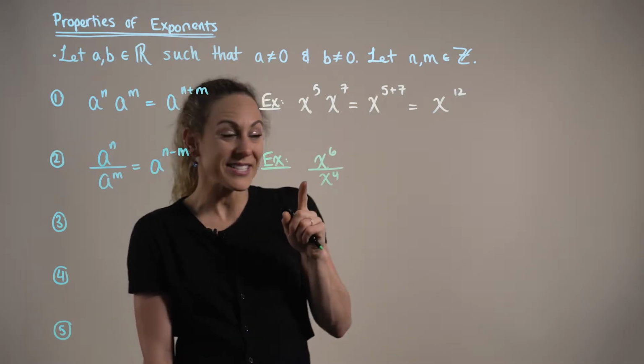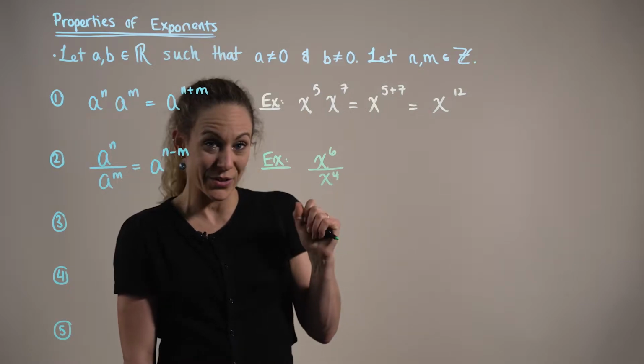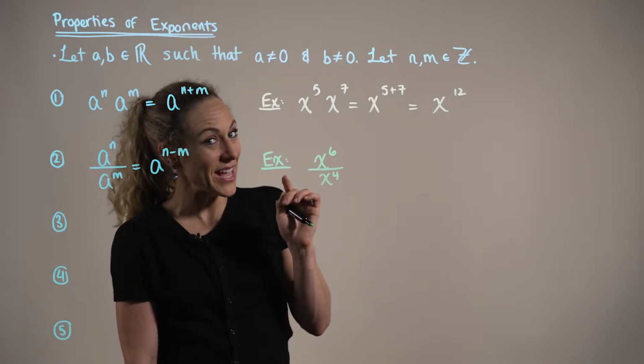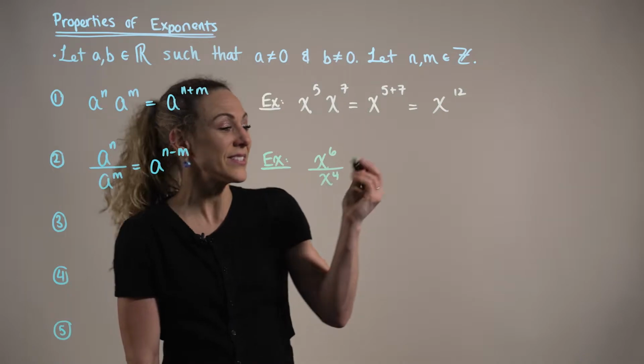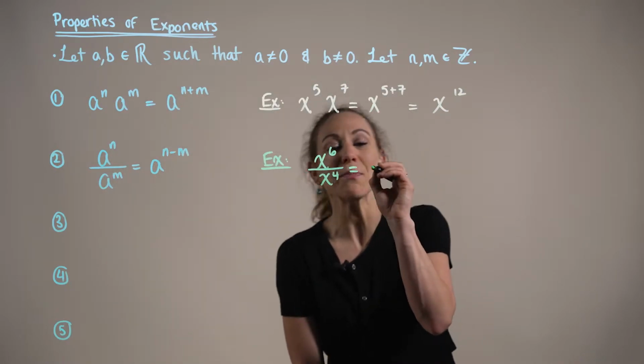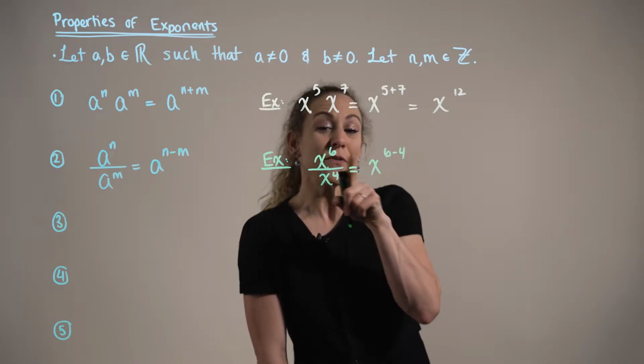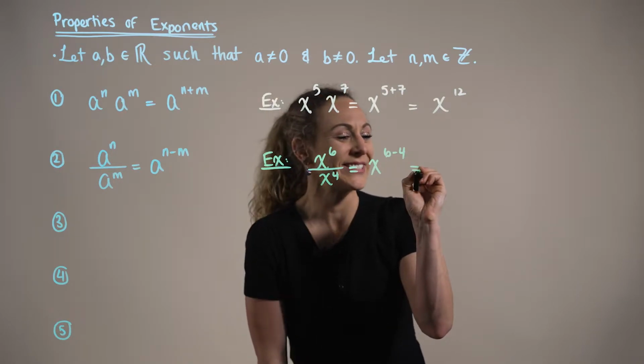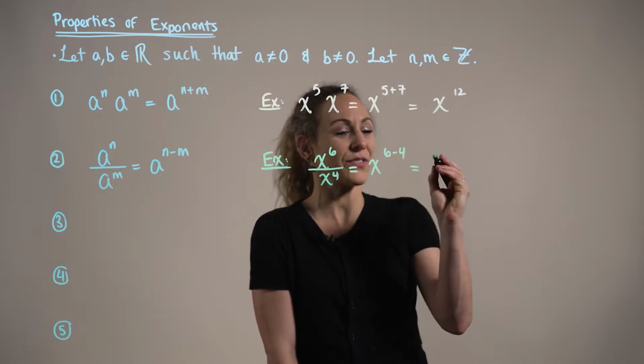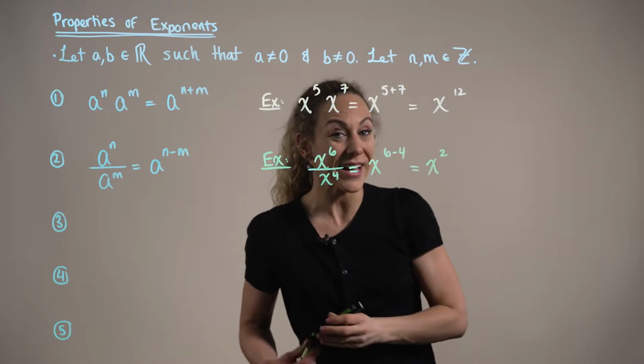Suppose that we're asked to simplify x to the 6th by x to the 4th. Now again, we have the same base but different exponents, and we can simplify by subtracting the exponent in the denominator from the exponent in the numerator, leaving us with x to the 6th minus 4, or simply x squared.